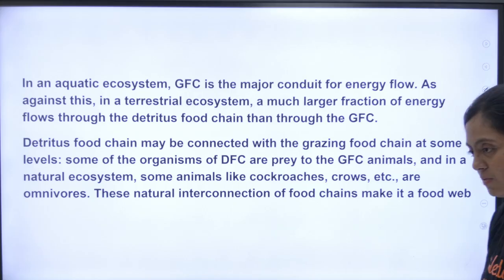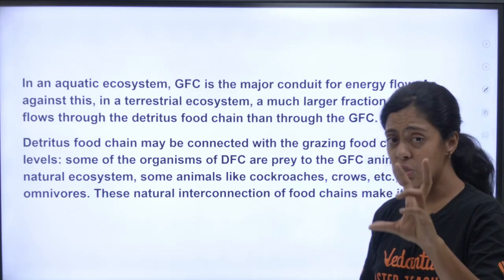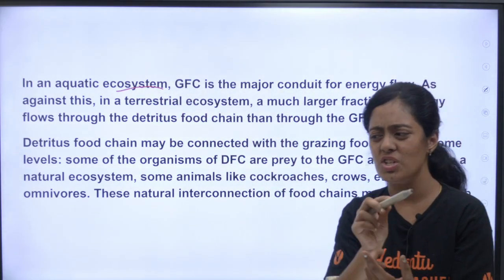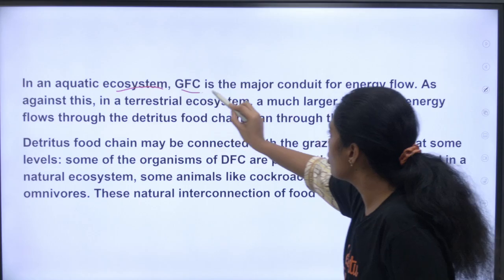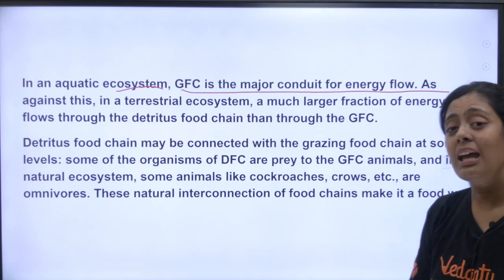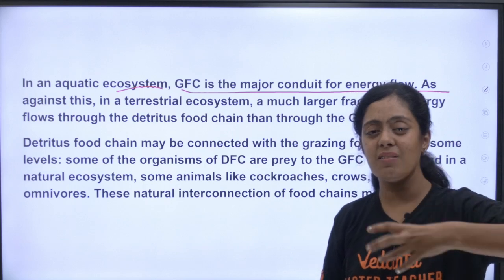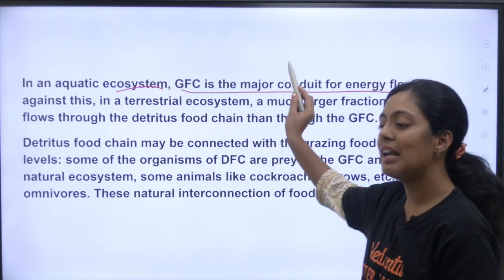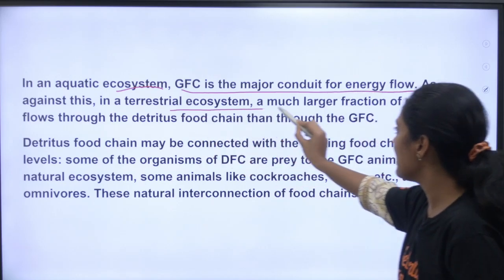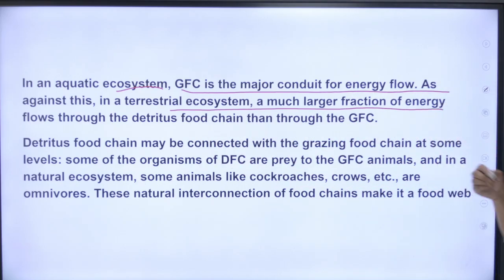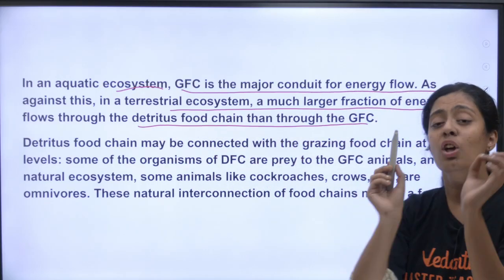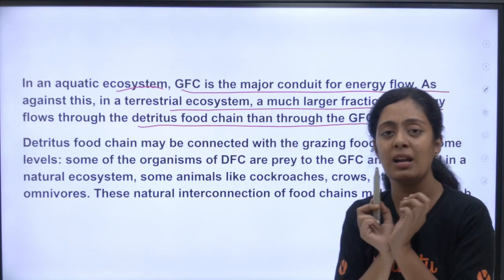A very important point. Now see here, listen to me very carefully. In an aquatic ecosystem like a lake, pond, ocean, sea, your grazing food chain is the major conduit for energy flow, okay. In your aquatic ecosystem, which is the majority food chain? Grazing food chain, okay. As against this, in a terrestrial ecosystem, a much larger fraction of energy flows through your detritus food chain. A very important point, pasangala.